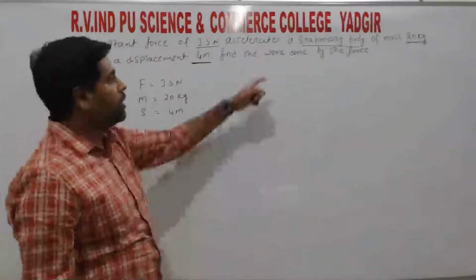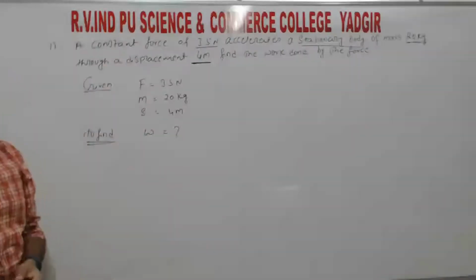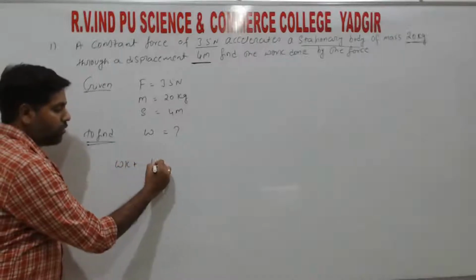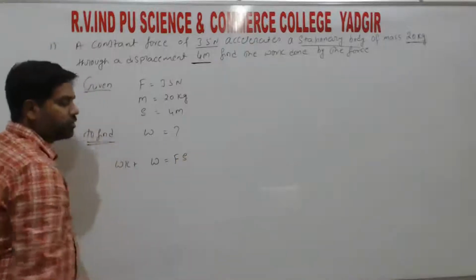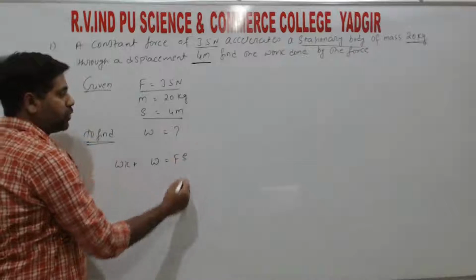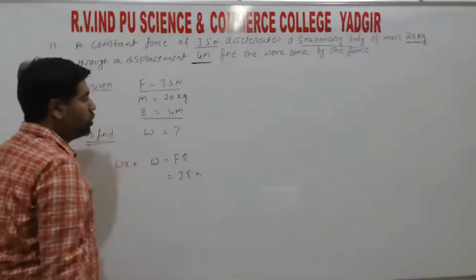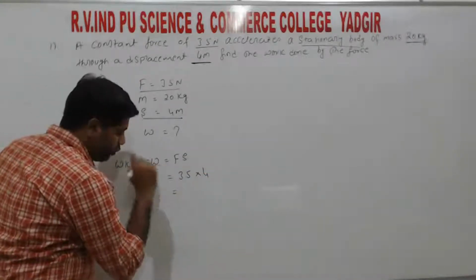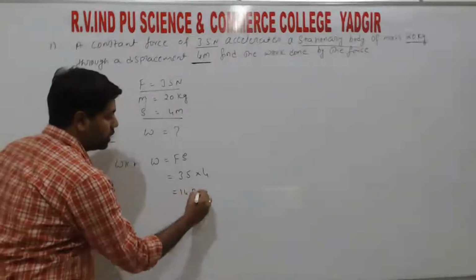So they have not mentioned any particular direction. So consider it along the horizontal, right? So what is the formula for work done? We know that work done W equals F into S, that is force into displacement. So we know the force and we know the displacement, right? So what is the force? 3.5 into displacement 4, right? So 4 5s are 20, next 4 twos are 8, that is 14.